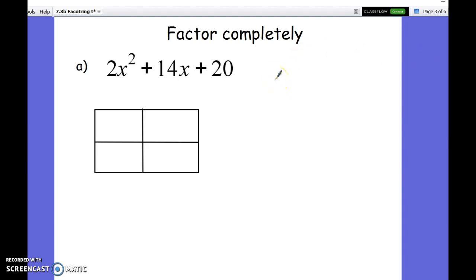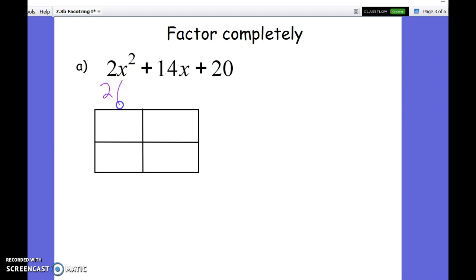So factor completely. We have 2x squared plus 14x plus 20. So looking at 2x squared plus 14x plus 20, we want to see if there is a greatest common factor. Well, it doesn't look like there's a variable, right? Because 20 is a constant, so there aren't any variables that go into everything. But if I look at 2, 14, and 20, I know that they're all even, so I know that at least 2 can come out.